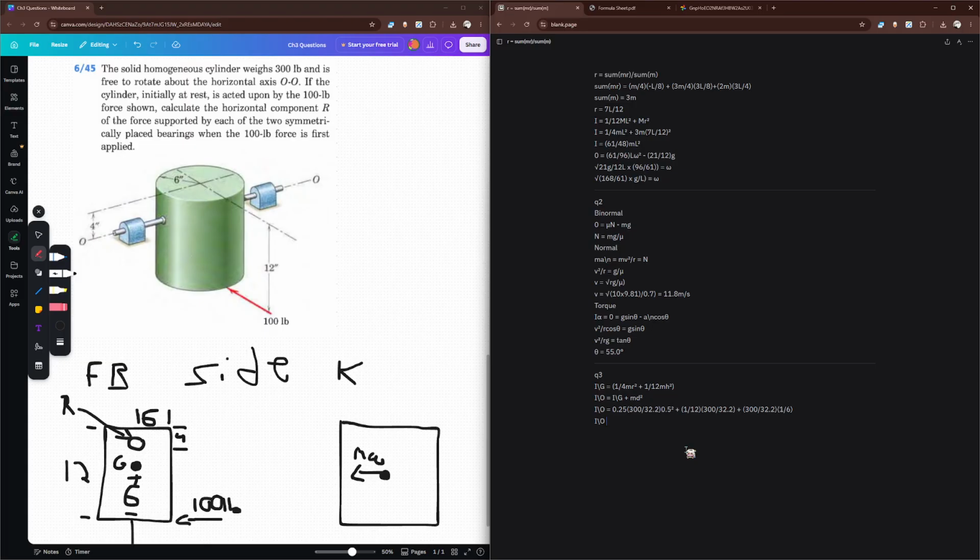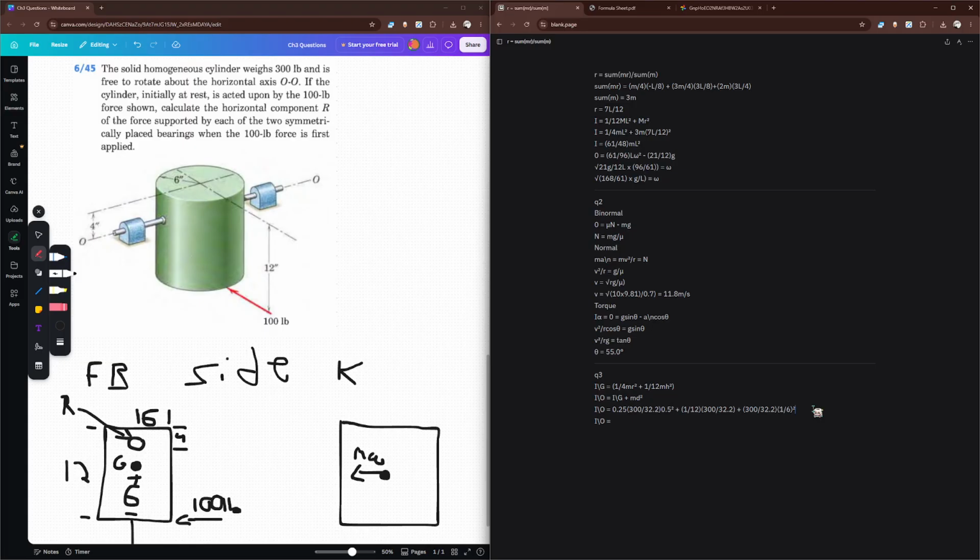And this is a long thing to put into your calculator. I'm just going to do that quickly, though. So 0.25, 300 over 32.2, 0.5 squared plus 1 over 12, 300 over 32.2 plus 300 over 32.2 times 1 over 6. This 1 over 6 is supposed to be squared, by the way. Squared, forgot to write that down.